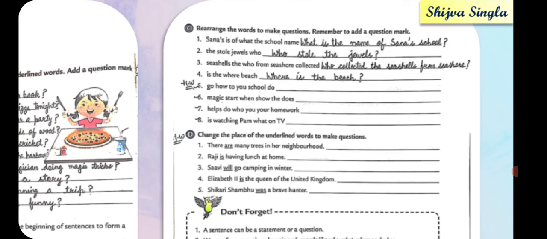Fine. Similarly, the next one is, the stole jewels who? Find out the question word. Who is the question word here? Place it in the front. Who stole the jewels? And end it with a question mark. Alright. The rest of the parts will be done in the same way. Try them. Now, part D is your homework. Sentences are given to you in statement form. You just need to change the place of the underlined words to make questions.